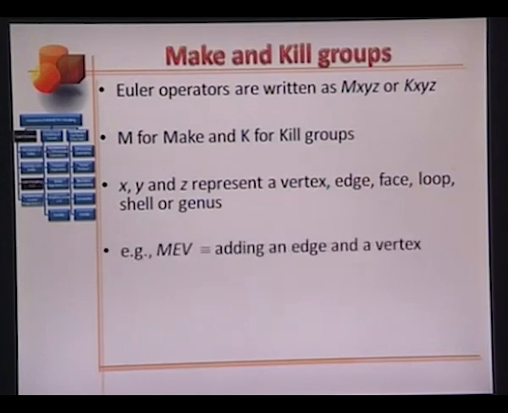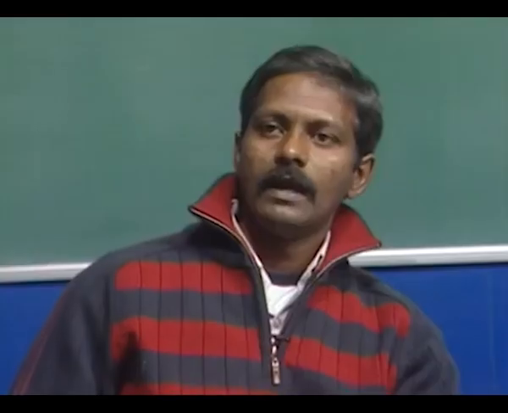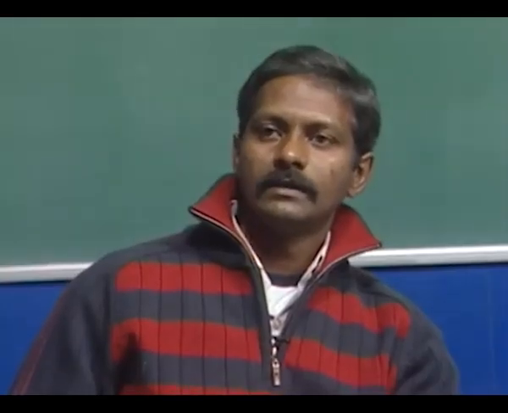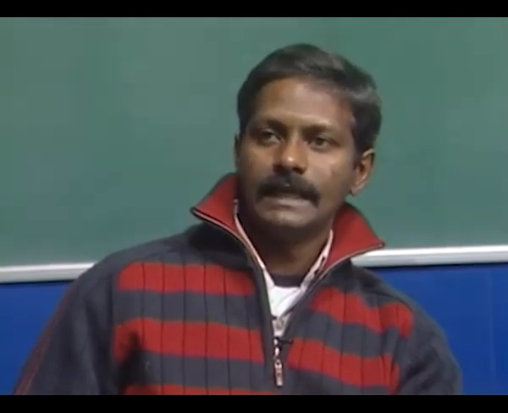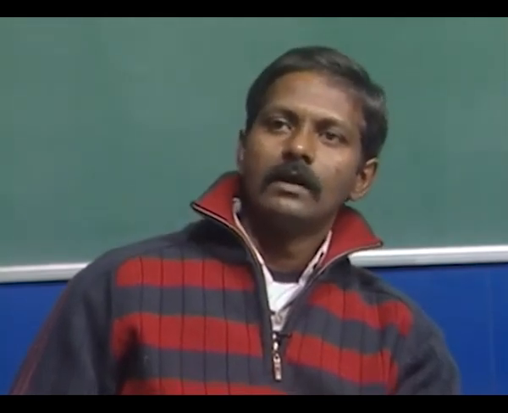For example, MEV implies make an edge and a vertex, or in other words, we add an edge and a vertex to a polyhedron model. KEV represents killing or deleting an edge and a vertex.